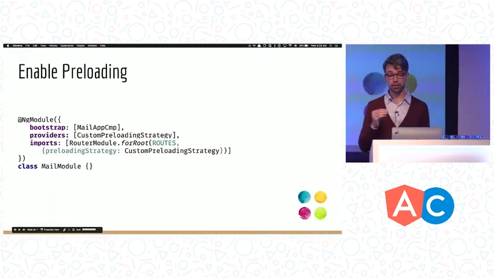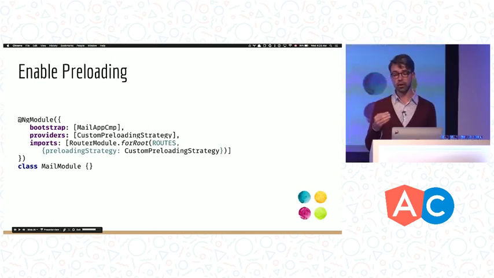Finally, we need to register the strategy. And there are two steps here. First, we need to list it as a provider. And then we need to pass it as a token to forRoot. So the router will use DI to fetch the strategy, and everything will be wired up in the right way. It all works fine. So that's everything we had to do to enable custom preloading.